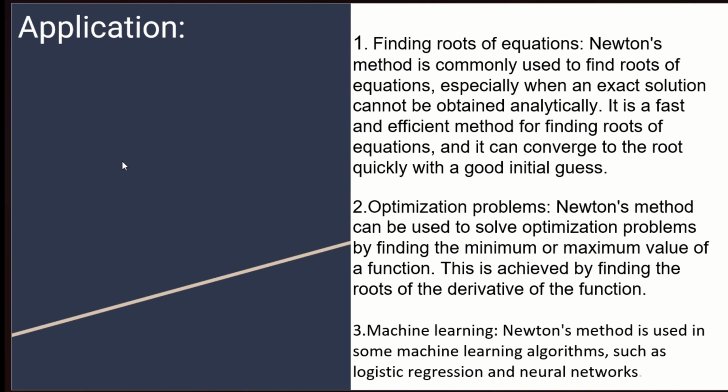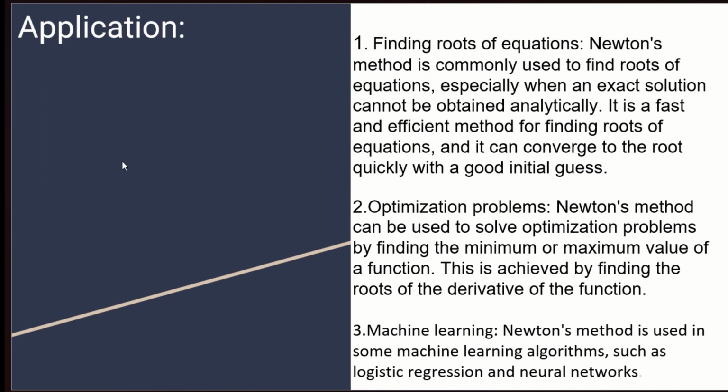Now coming to the applications of Newton's method. This method helps us to find the roots of an equation, which is useful in solving many engineering and scientific problems, especially when an exact solution cannot be obtained analytically. It is a fast and efficient method for finding roots of an equation, and it can converge to the root quickly with good initial guesses. For nonlinear optimization, it is an effective method in solving nonlinear optimization problems, such as minimizing or maximizing a function subject to constraints.